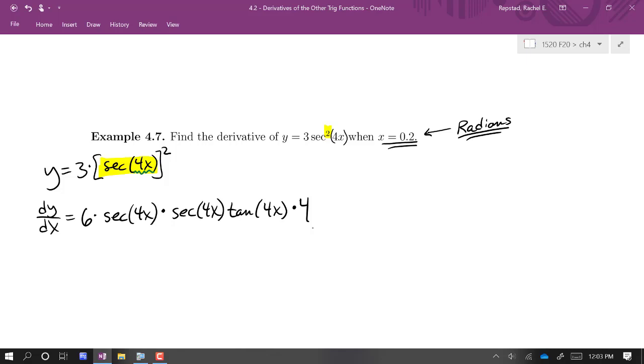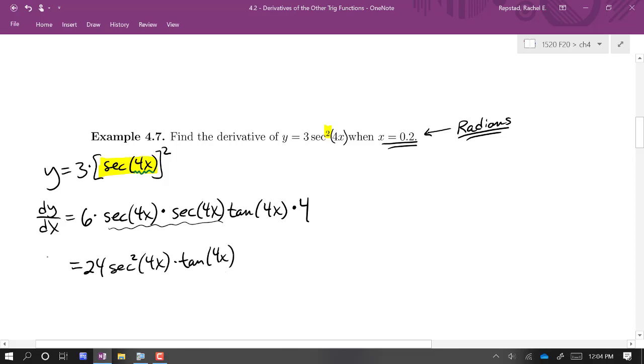I've got a 4x function stuffed inside a secant function, stuffed inside a squared function. Simplifying this, we've got a coefficient of 24, and then secant times secant is secant squared 4x times tan 4x. So there is dy/dx.